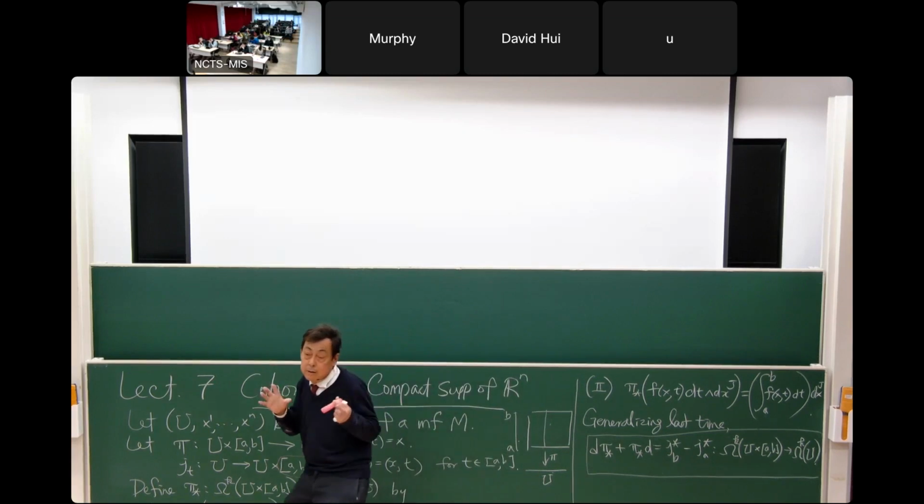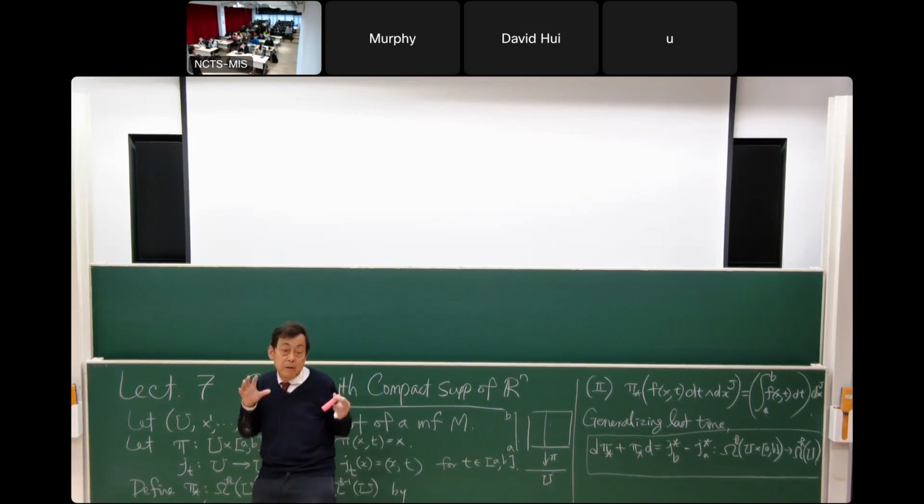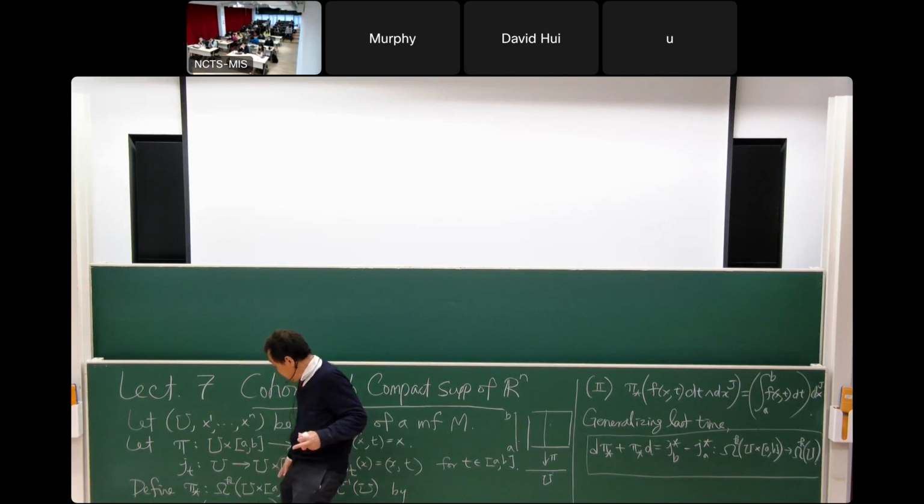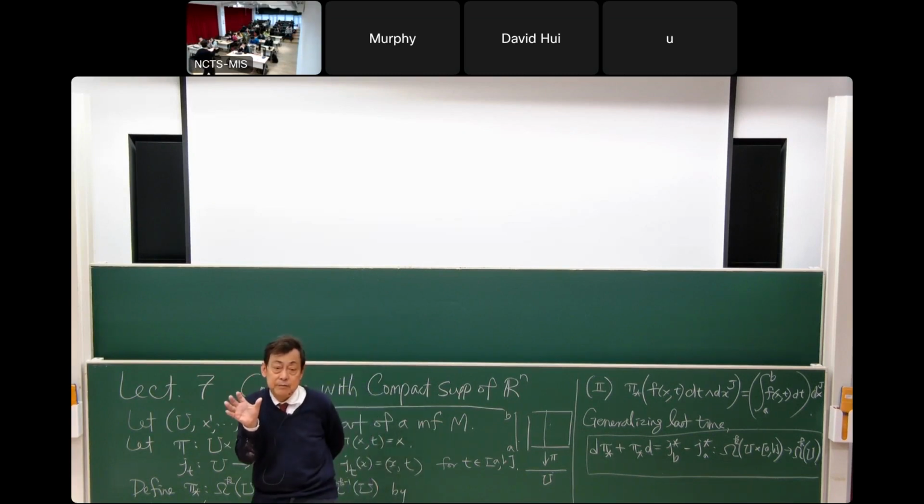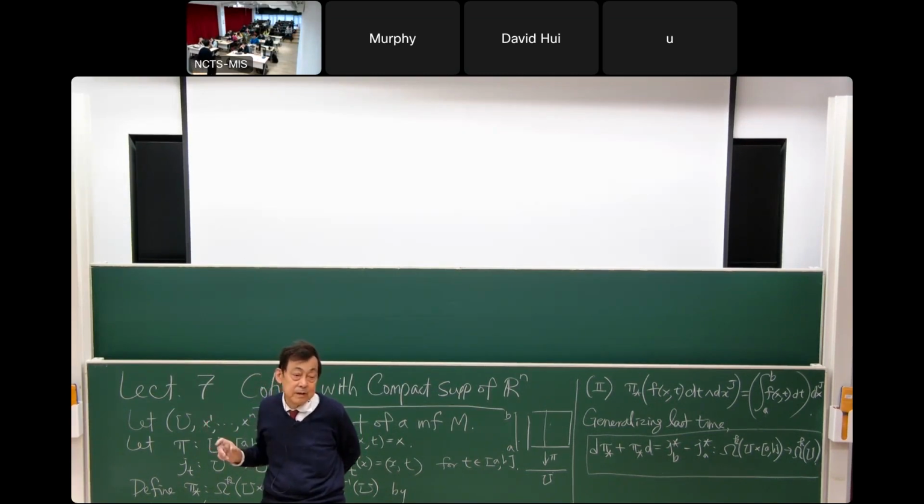Because what you have is a sum, right? A form is a sum of terms like this, type 1 and type 2 forms. So if the sum has compact support, do the individual terms also have compact support? In general, it's not true, right?